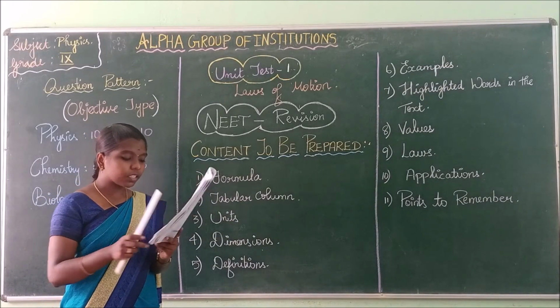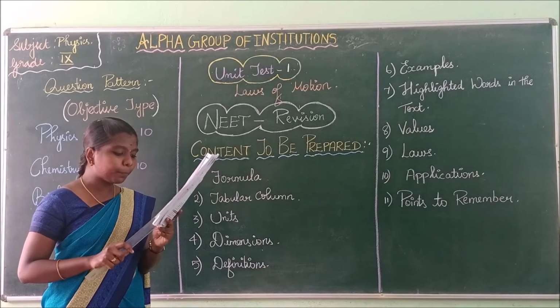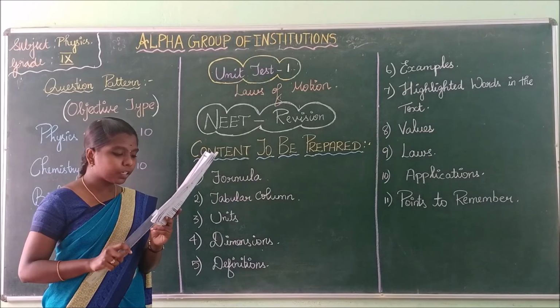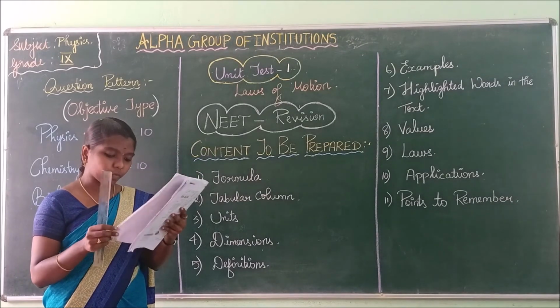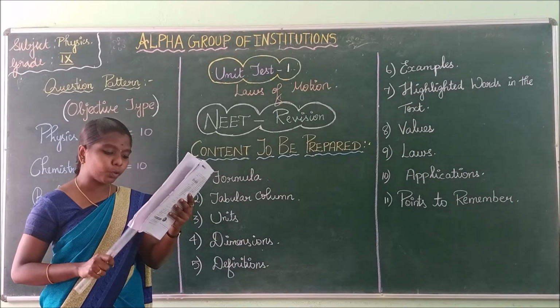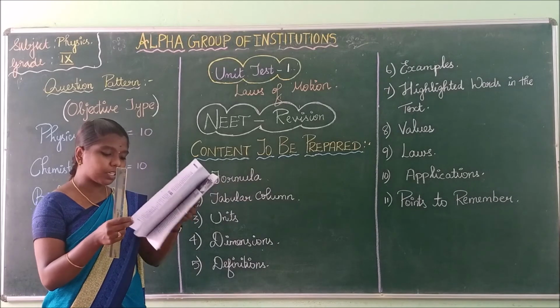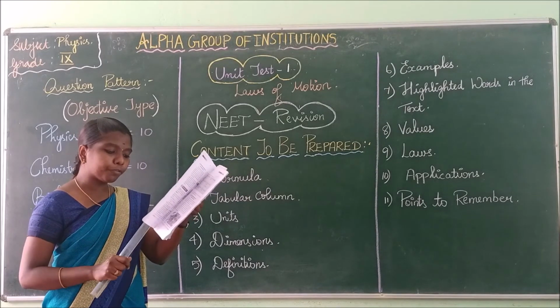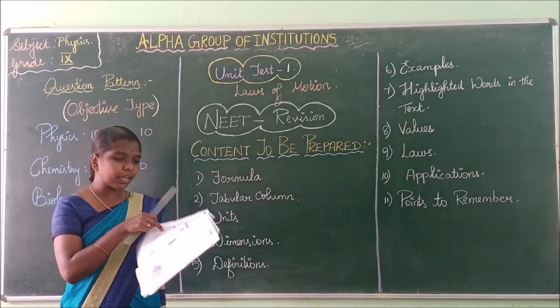Next, see the last topic, mass of the Earth. Mass of the Earth is 5.972 into 10 power 24 kilogram. Mass of the Earth, m equal to 5.972 into 10 power 24 kilogram.